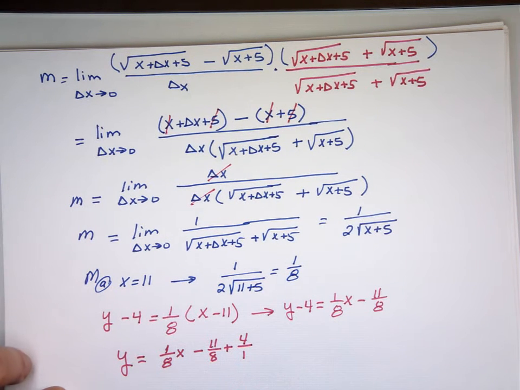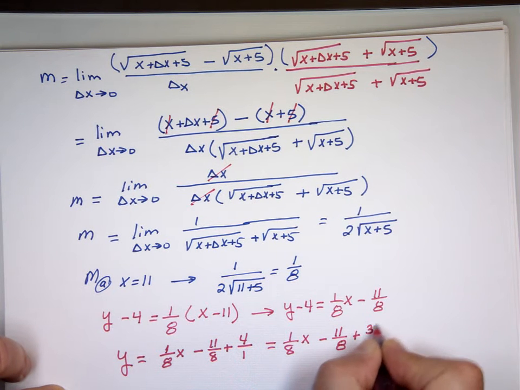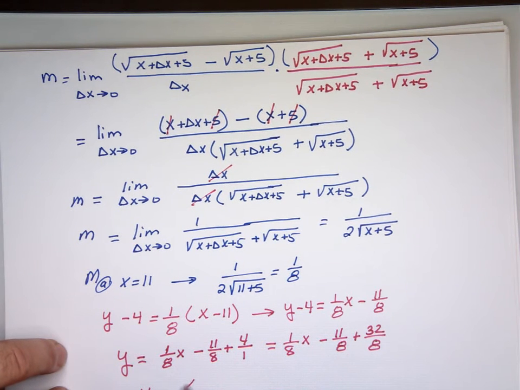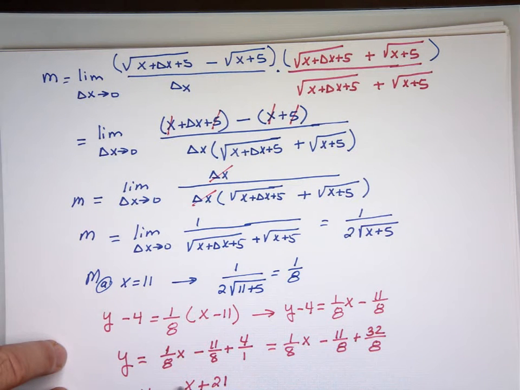So if you're going to add or subtract fractions, what do you need? Common denominator, which is what? And that's 32 over 8, right? So what is y equal to? I can write that as 1/8 x plus 21 over 8. It's the same thing. This is easier to write.